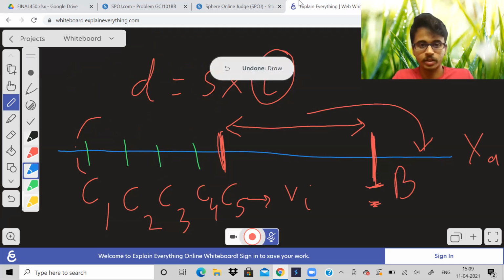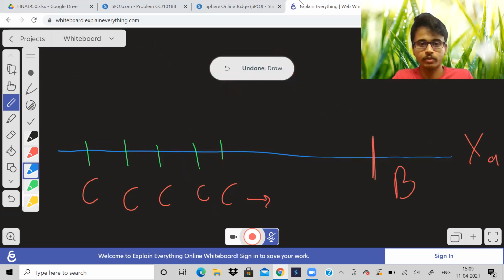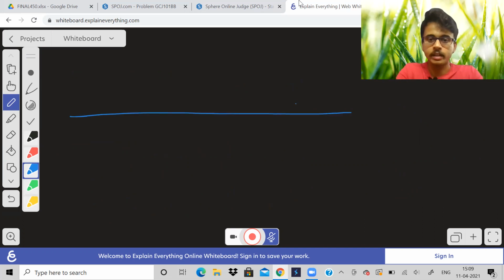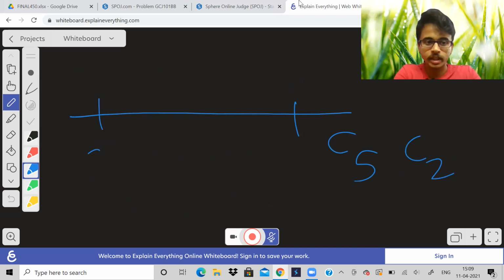Now I'll show you the position. Just listen to me carefully. Now position is something like this. See, this barn is there. Chick number 5 has reached long back. Chick number 2 has reached. Now chick number 1, 3 and 4.